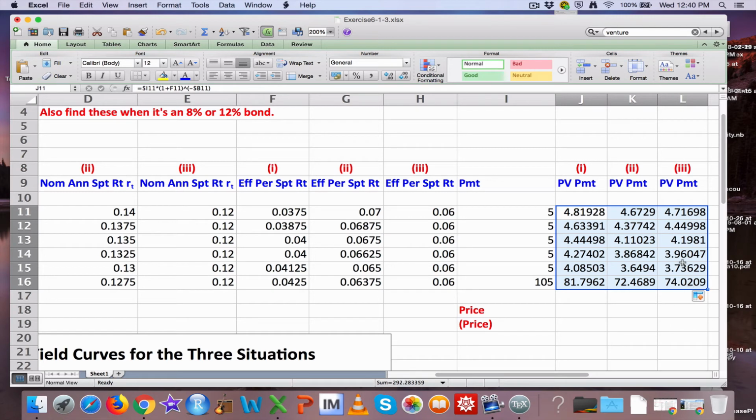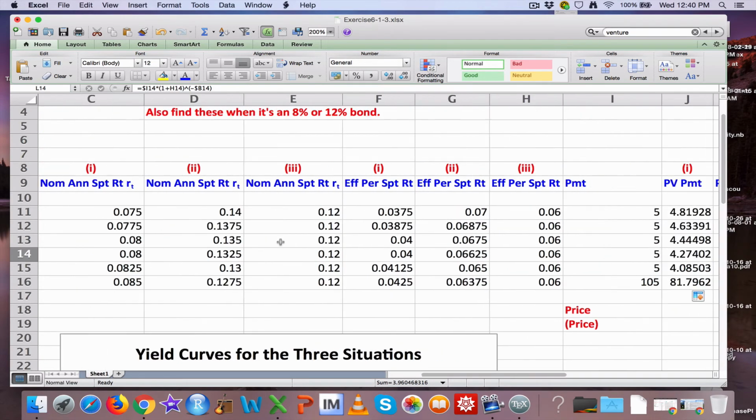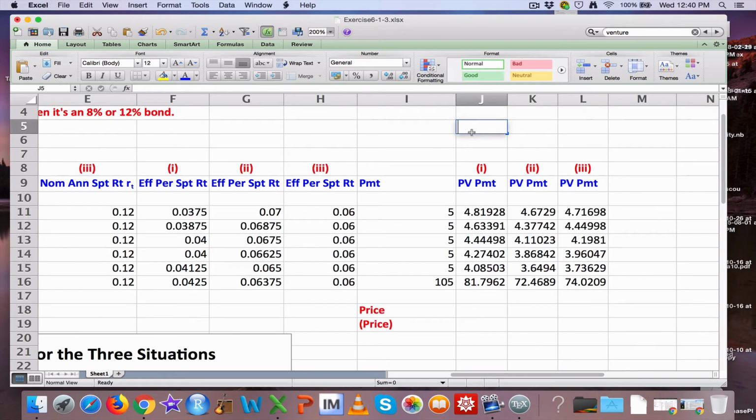You might want to double check one of these. I think that's good, maybe with your calculator. I could also just do it with the spreadsheet here. This 3.96047, for example, would be 5 times 1.06 to the negative 4th power. Yeah, let's just double check that up here. Equals 5 times 1.06 to the negative 4th power should be the 3.96047, and it is. We have a match, okay? You could double check a few more of those with your calculator. That's a good thing to do.